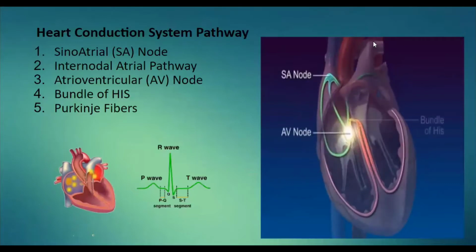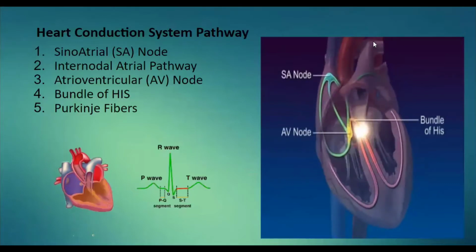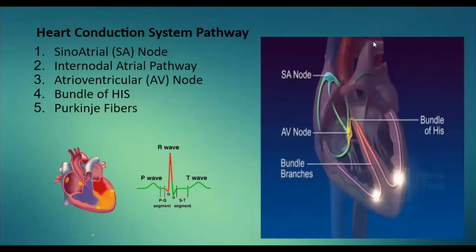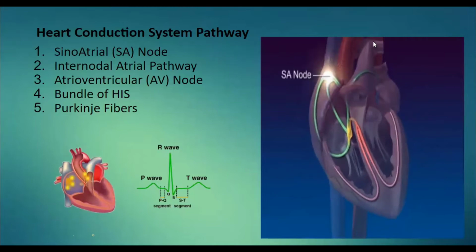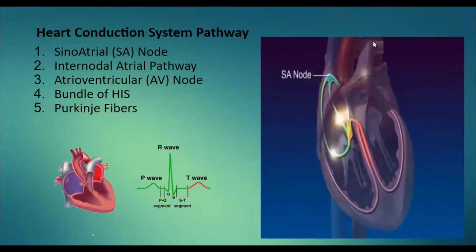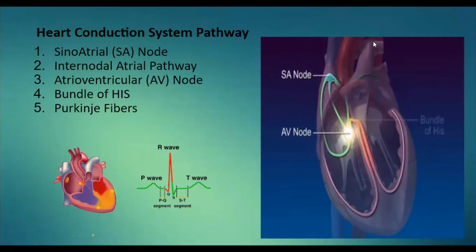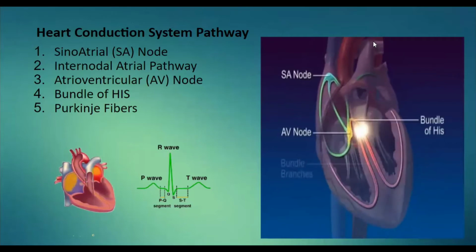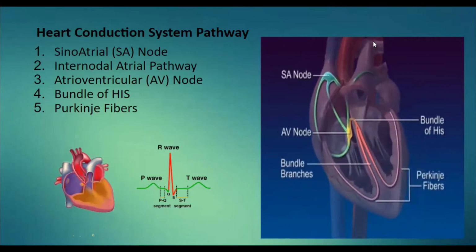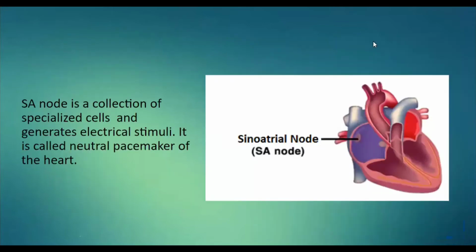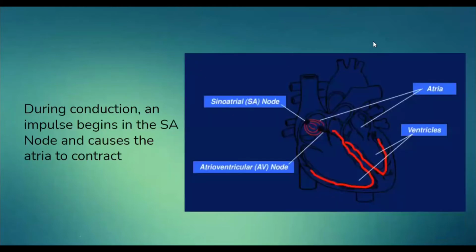And we need to know heart anatomy and physiology to understand pacemaker function well. So I'm going to give brief information about the heart conduction system pathway. It consists of 5 main elements, which are the sinoatrial node, internodal atrial pathway, atrioventricular node, bundle of His, and Purkinje fibers. And the SA node is very important for us because it generates electrical stimuli. So it's called the natural pacemaker of the heart.